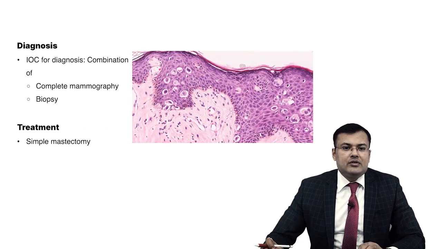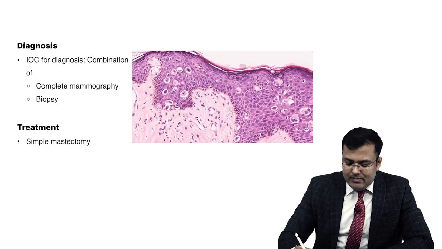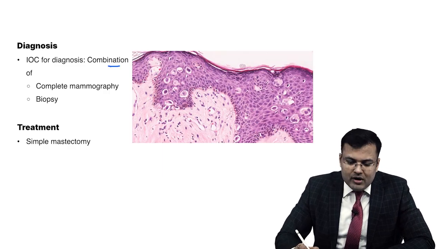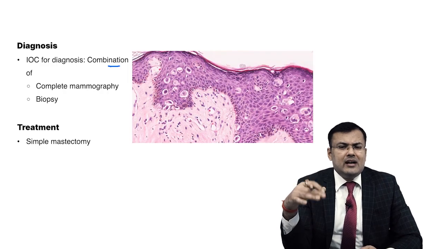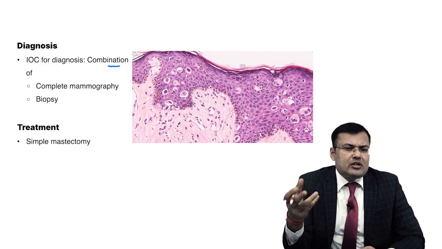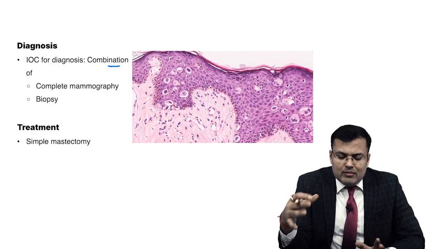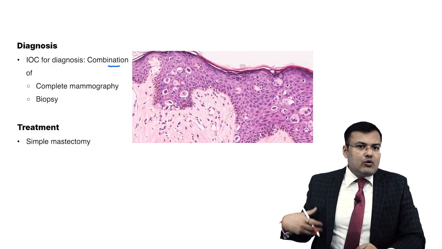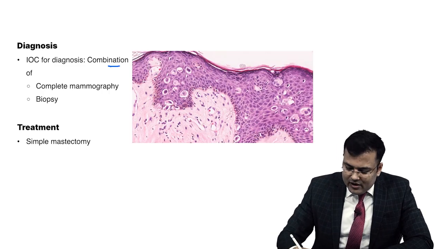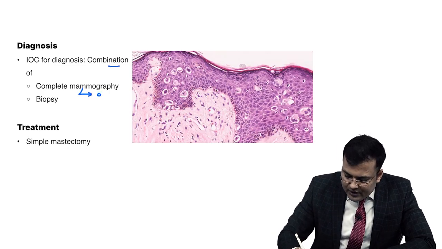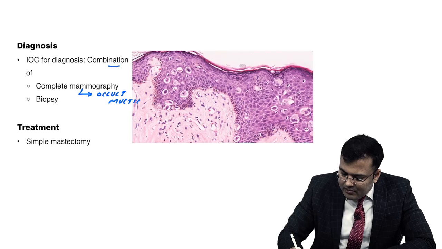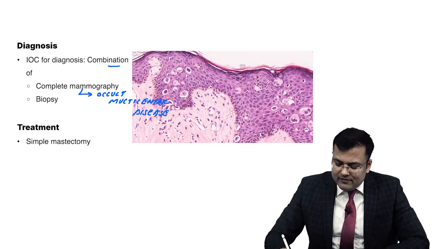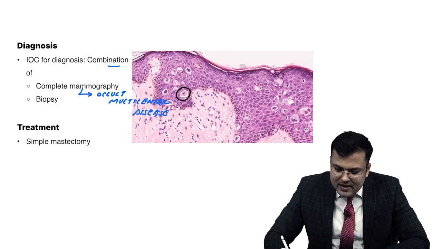Now, how to make the diagnosis? Here, the diagnosis is made by a combination of complete mammography plus biopsy, because we discussed that there is hidden malignancy, DCIS, or sometimes invasive ductal cancer. Mammography is done to rule out occult multicentric disease. So why do we do the biopsy? For confirmation, because you can notice the presence of Paget cells.